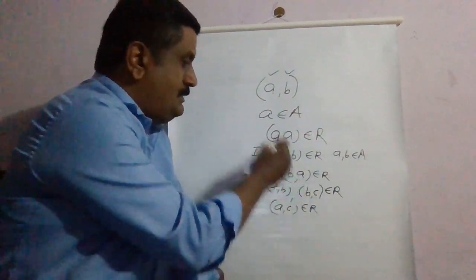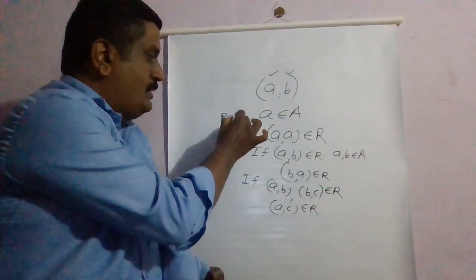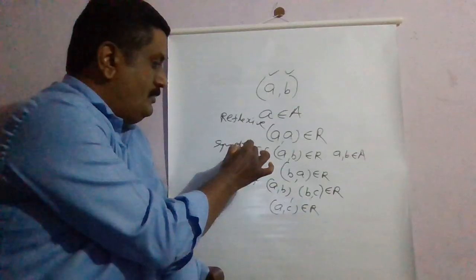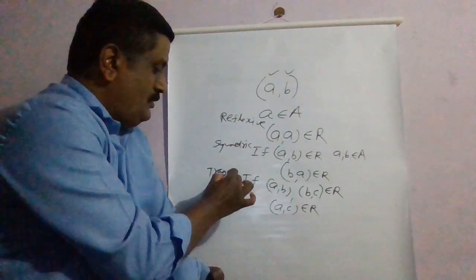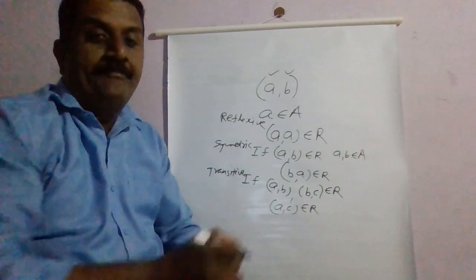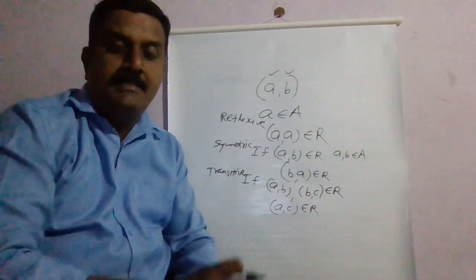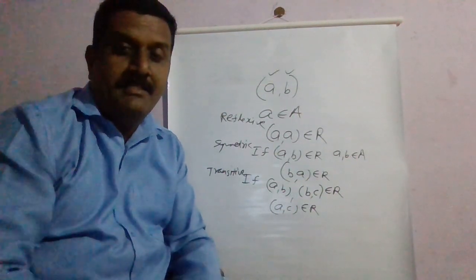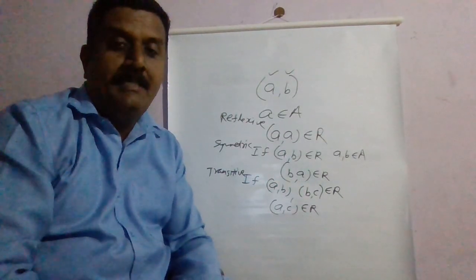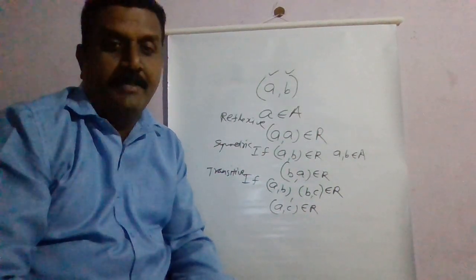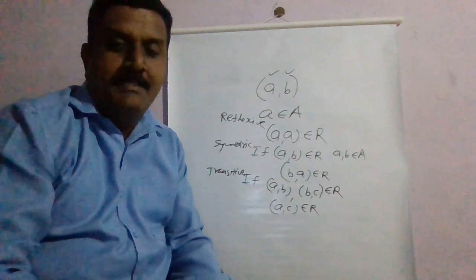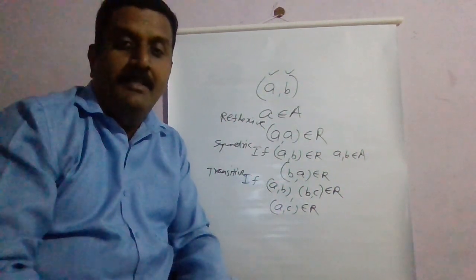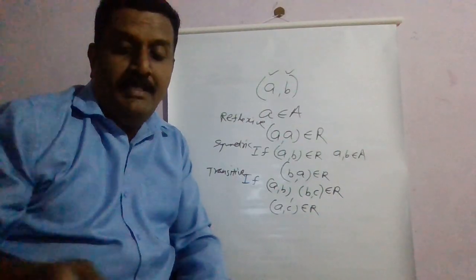So these are the three conditions. This is the condition for reflexive, this is for symmetric, and this is for transitive. If a relation satisfies these three conditions, that is, if the relation is reflexive, symmetric, and transitive, then that relation is said to be an equivalence relation. Today in this class we'll discuss some examples of equivalence relation, and in some examples we have to check whether the given relation is an equivalence relation or not.